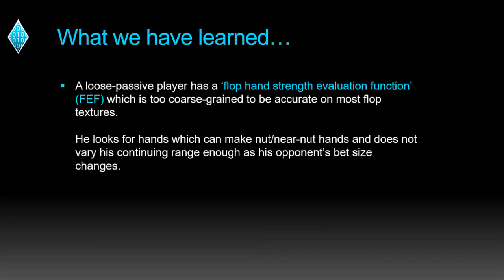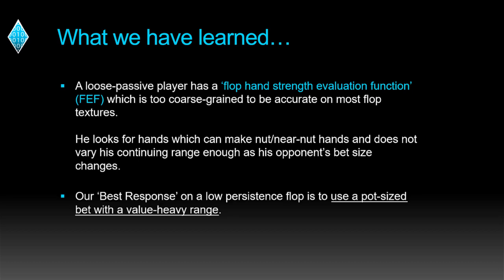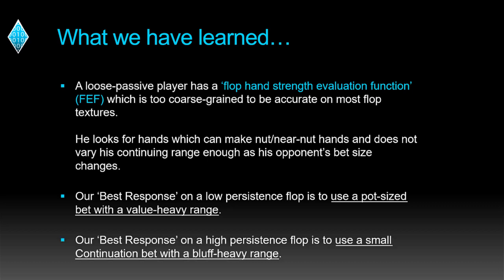So what did we learn today? A loose passive player has a flop hand strength evaluation function which is too coarse grained to be accurate on most flop textures. He looks for hands which can make nut or near nut hands and does not vary his continuing range enough as his opponent's bet size changes. Our best response on a low persistence flop against this player is to use a pot size bet with a value heavy range. Our best response on a high persistence flop is to use a small continuation bet with a bluff heavy range.